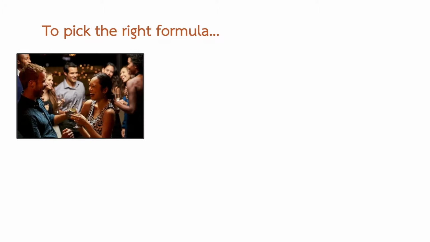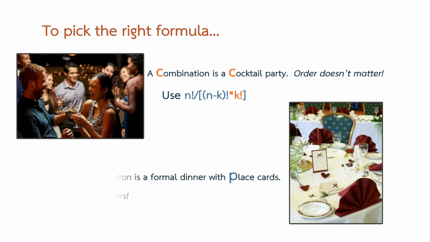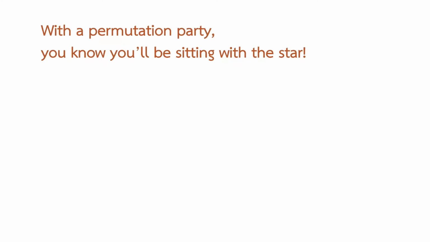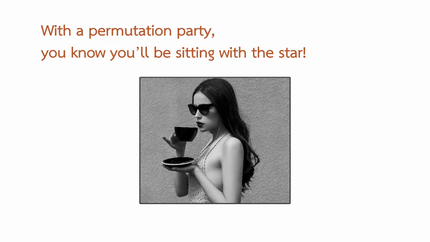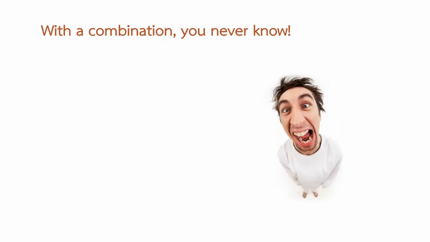To pick the right formula, just remember that a combination, which begins with C, is like a cocktail party. Order doesn't matter. You need that extra k factorial on the bottom. A permutation, which begins with P, is like a formal dinner with place cards. Order matters. You don't have that k factorial on the bottom of the formula. When there are place cards, you know you'll be sitting next to the star. Order totally matters. With a combination, there's no seating chart. You never know who you're going to be sitting next to.